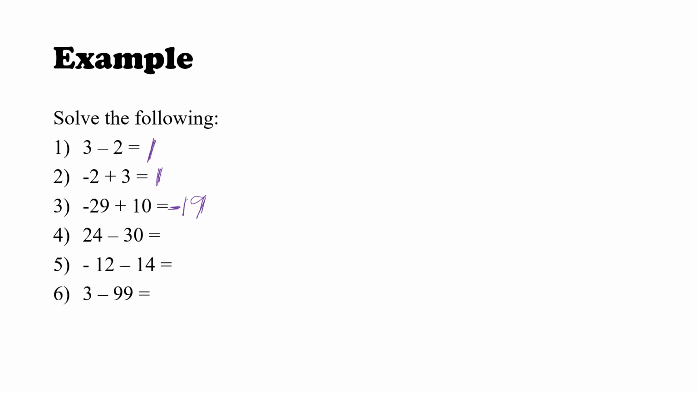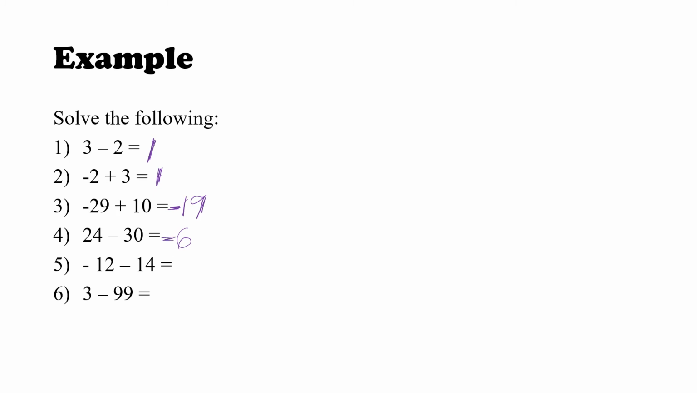Hope I'm making sense. 24 minus 30. 24 is positive, 30 is negative. So it's a positive and a negative. So how do I handle that again? Different signs. Take away the smaller number from the bigger number, but then I keep the sign of the bigger number in respect to the face value. So if I take away 24 from 30, I will end up with 6. And is the 6 positive or negative? It will be negative because the 30 is the larger face value and the 30 is negative. So that will be negative 6.